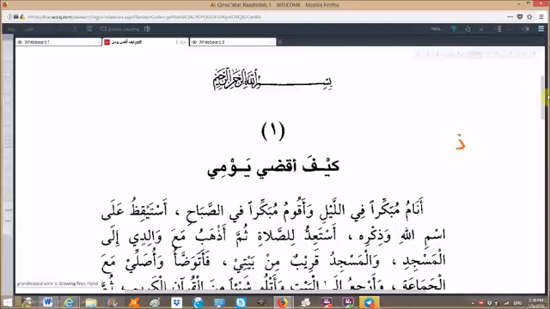Dhikr from dhakara yadhkuru, to remember. ذكر يذكر. Who here or he because of the kasra, making it easier to say. We don't say dhikri who. That's hard to say. So we should say dhikri he. It goes back to Allah. Right? It's referring to Allah and upon His remembrance. So astayqidu ala ismillahi wa dhikrihi. I wake up upon the name of Allah and His remembrance.